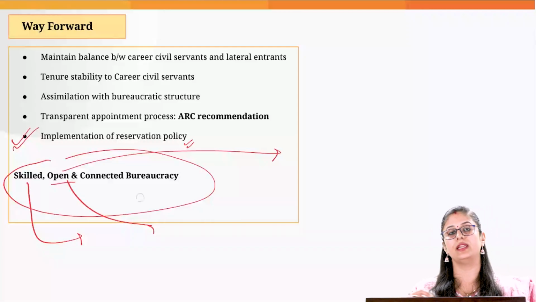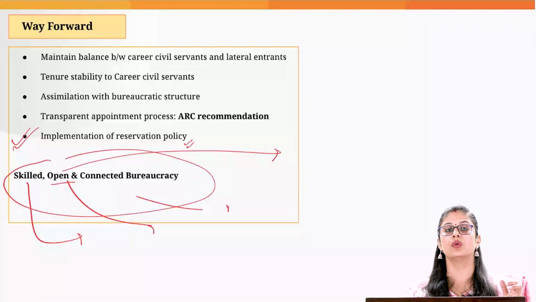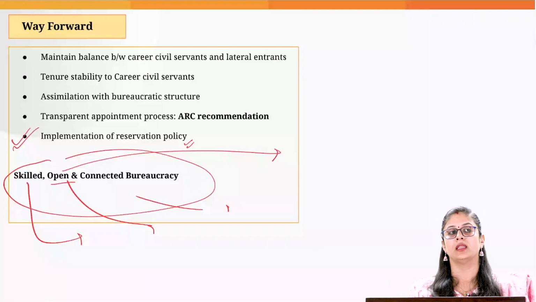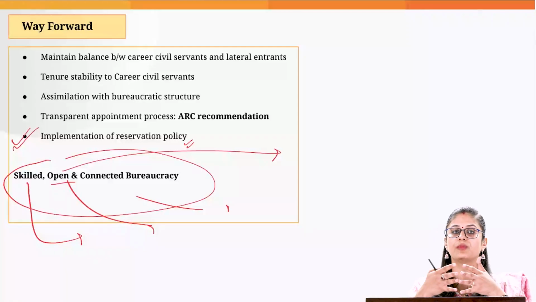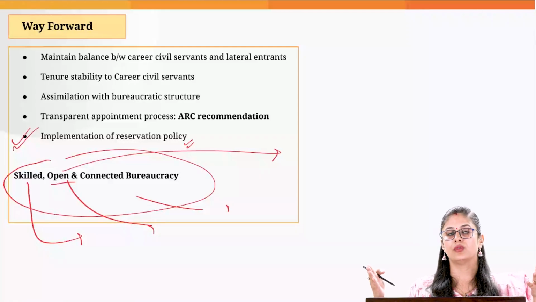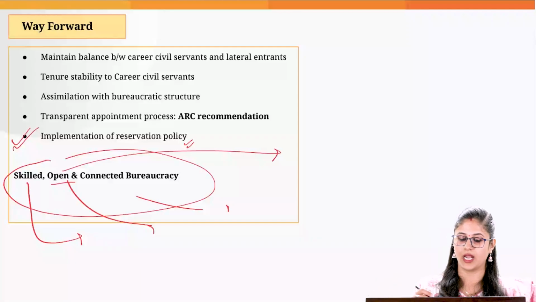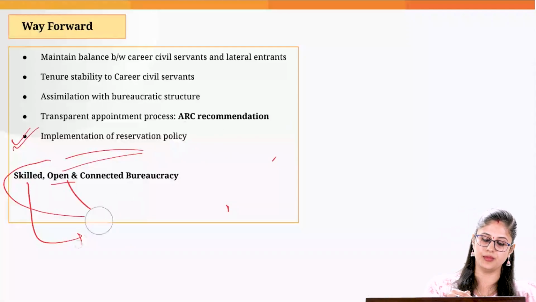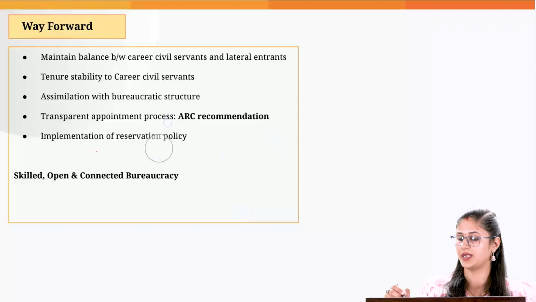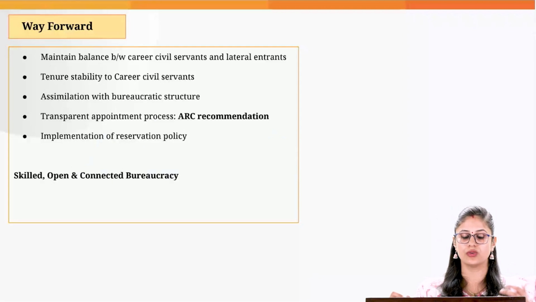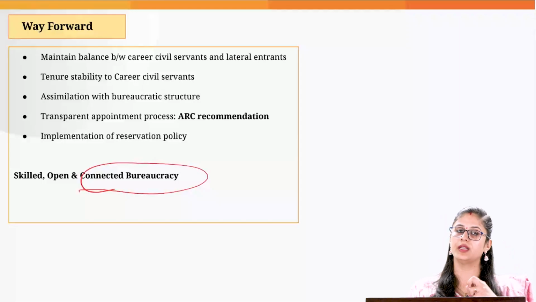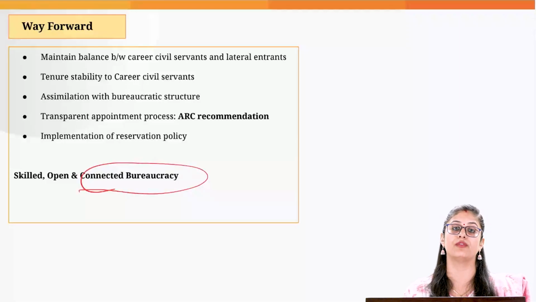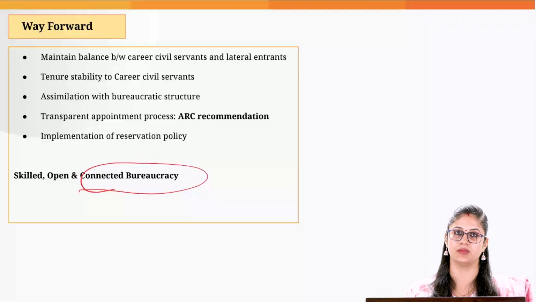And lastly, we need to have a connected bureaucracy. When it comes to bureaucracy, it works in silos. We need to go with a whole-of-government approach. So there should be interdepartmental conversation and communication, that would enable us to put in place a connected bureaucracy. And another aspect that you can write in connected bureaucracy is we should learn from international good practices also. That would enable us to realize the idea of minimum government, maximum governance.